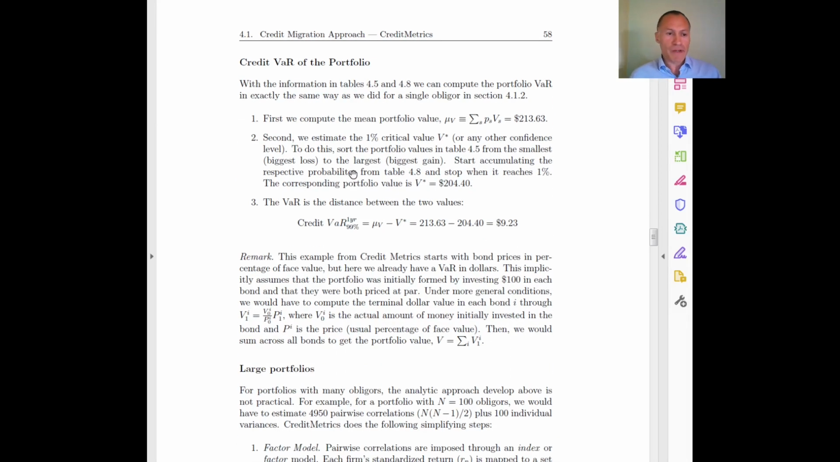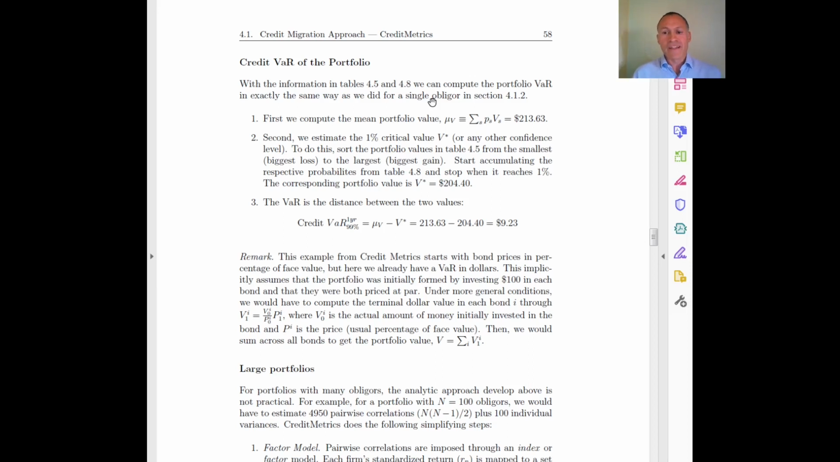So basically now we have everything that we need to compute the credit value at risk of the portfolio. We have essentially two important matrices, these 8x8 matrices. One is the table with the values of the portfolio, and the other is the corresponding probabilities. If we're doing this in Excel, we would just transform these matrices into two big columns and sort that big column from the lowest to the highest value.